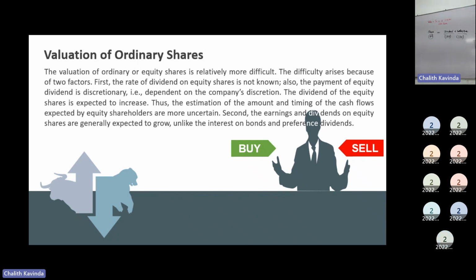So there is no consistency in the patterns of the cash flows. Therefore, the estimation of the amount and the timing of the cash flows expected by the shareholders is more uncertain. Earnings and dividends on equity shares are generally expected to grow, unlike the interest on bonds and the preference dividends.